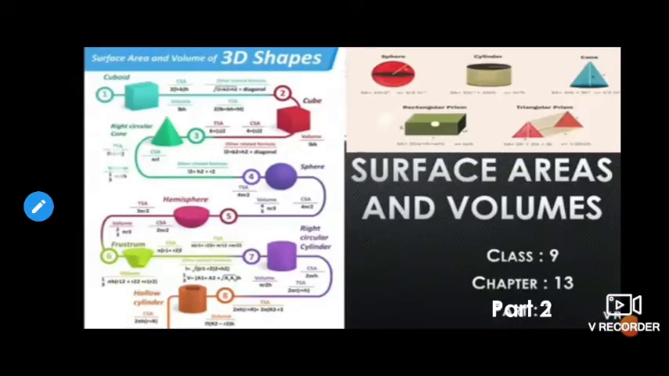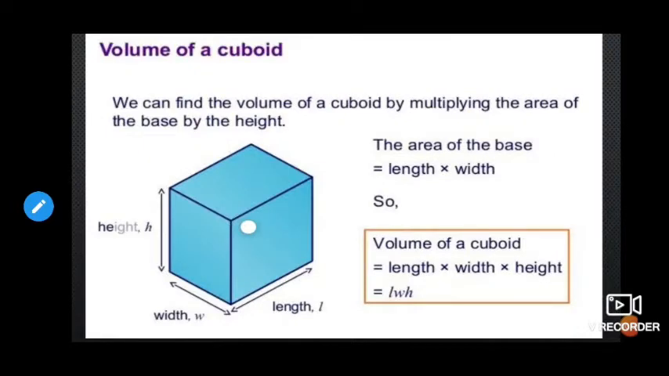Today we are going to see chapter number 13, surface areas and volumes. In part 1 we already completed the surface areas of the solids. Now we are going to see how we can find the volume of a solid. Children, volume of the solid means how much capacity it can hold inside that solid. The fully inside space is called the volume of the solid.